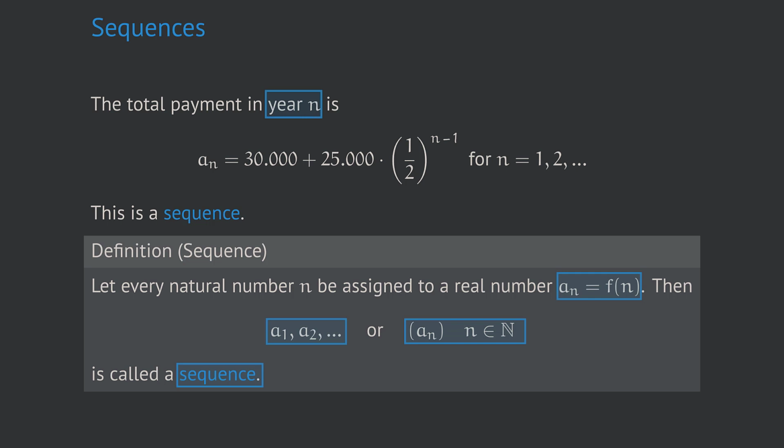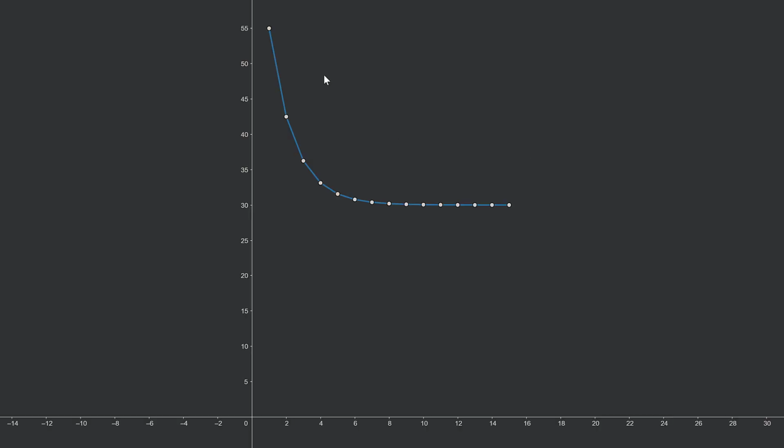We can visualize a sequence just as we visualize functions using a graph. However, the graph of a sequence is a sequence of points rather than a continuous line. Let's have a look at how the sequence of the total pension payments per year looks. The sequence of yearly payments is given by these white points. So in the first year we get 55, well, this is in 1,000 euros. In the second year we get 42,500 and so on. The blue lines in between are just cosmetics.